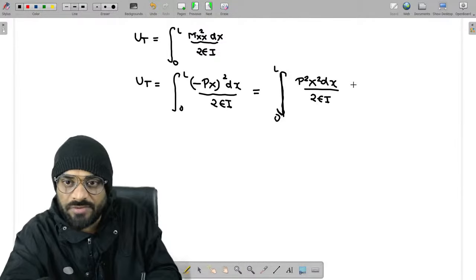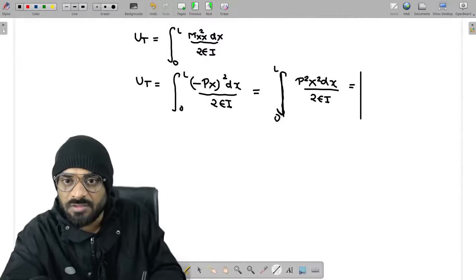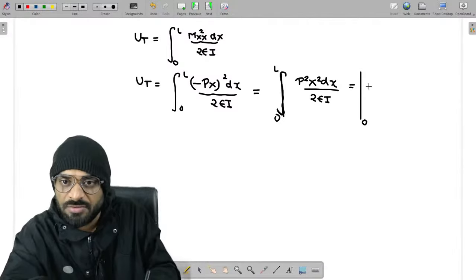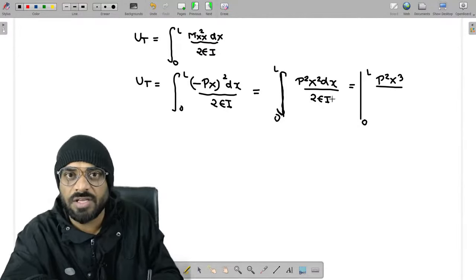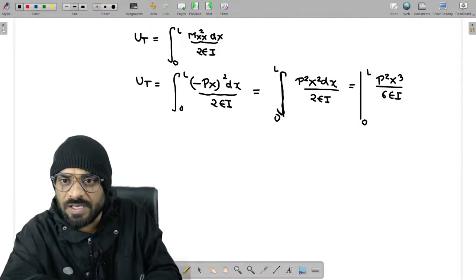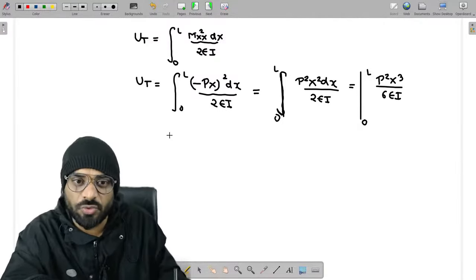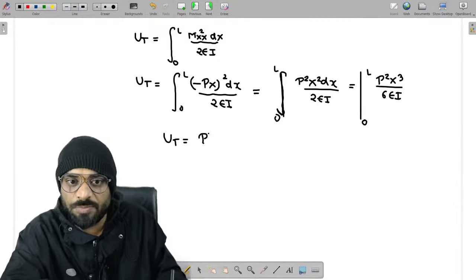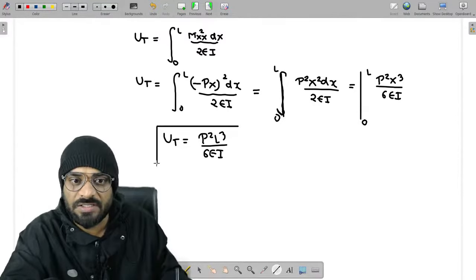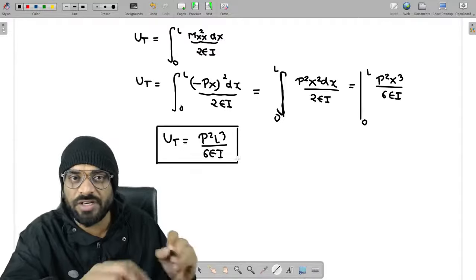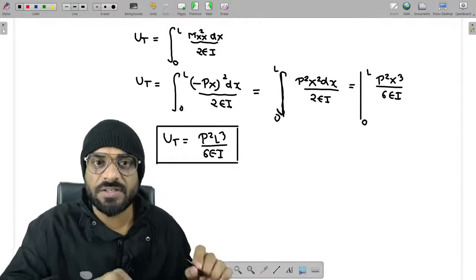Now I will remove the integration sign after integrating it. So what we are getting exactly: P square x cube divided by 6, 3 into 2, 6EI, and the limit is 0 to L. So what is our total strain energy for the structure? In this way you can find it out, right? So P square L cube divided by 6EI. This is the value of total strain energy which we are getting in the structure. Are you able to understand how to find the total strain energy in a particular structure, right?